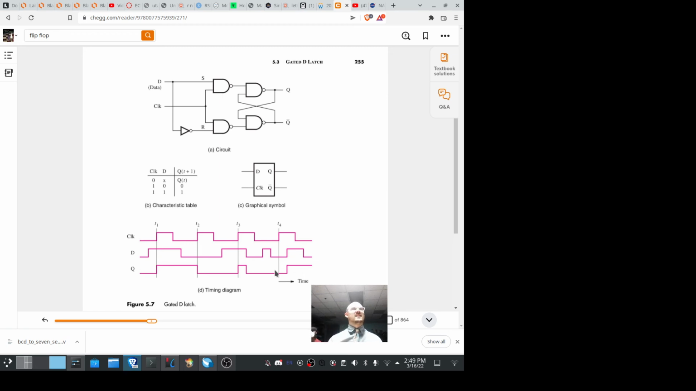This is a gated D latch. It is the fundamental building block of larger memories. When we're actually dealing with RAM, for example, the RAM inside your computer, that's all this is: a whole bunch of these guys cascaded together in a way to make what's called a flip-flop, which we'll discuss more later. But that's what your RAM is. Kind of cool.